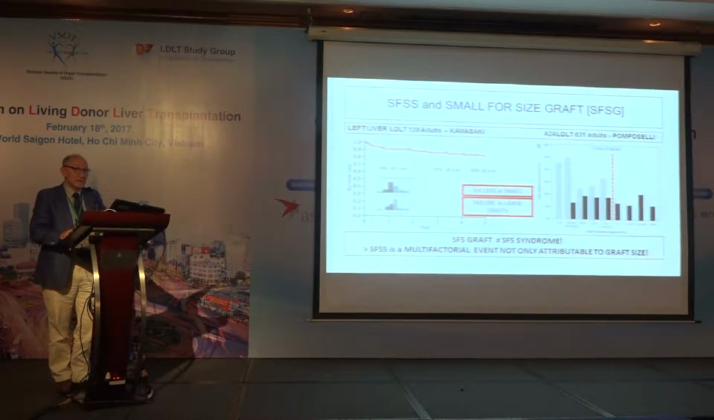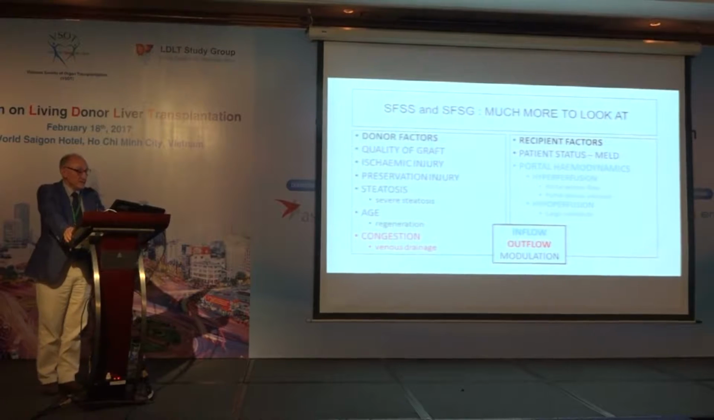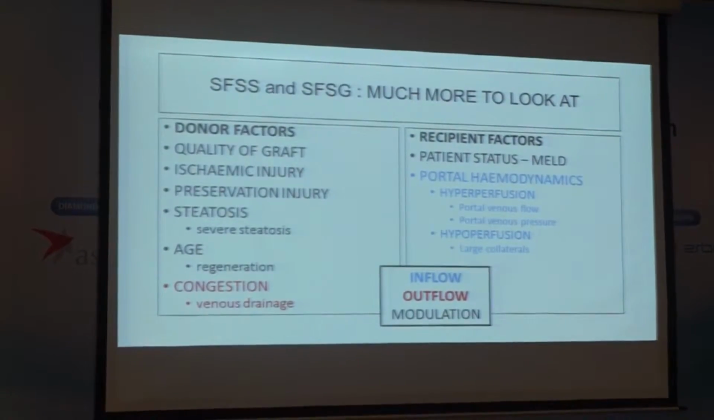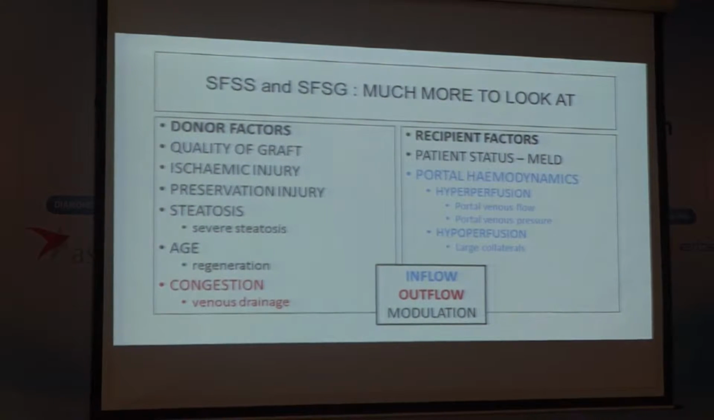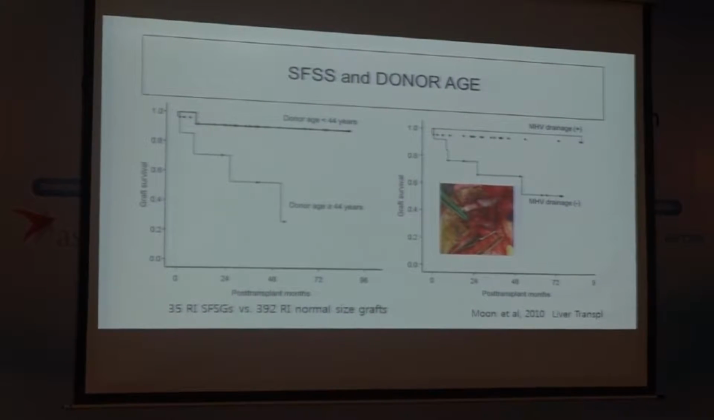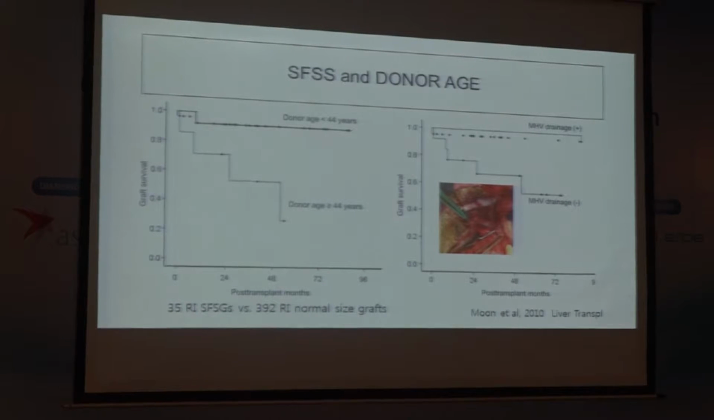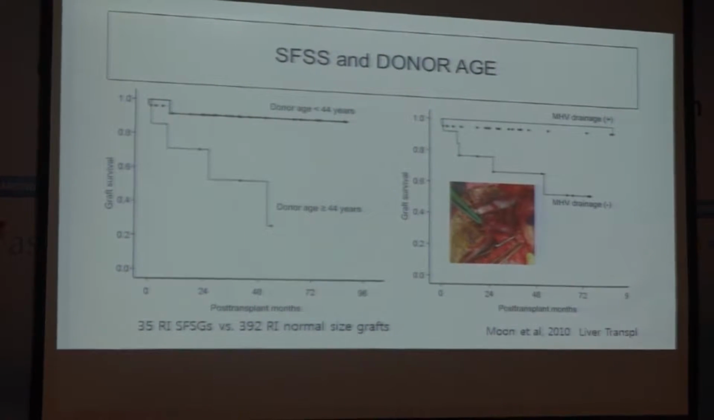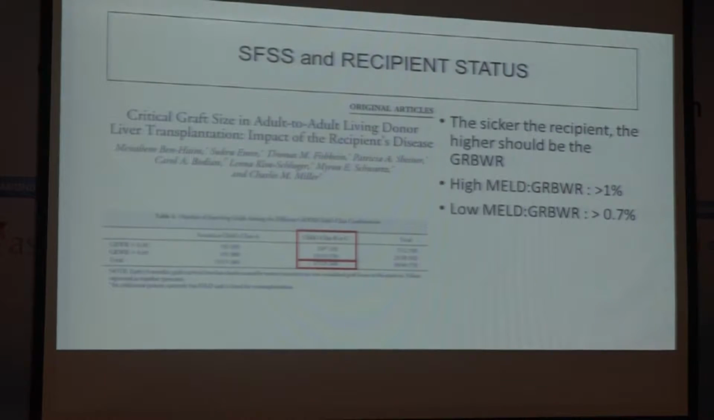So there are more factors playing a role in small-for-size syndrome, and these depend on both donor and recipient factors. For the donor, quality of the graft is important, ischemic injury is important, steatosis is important, and also age, as shown by Hassan Medical Center. And as we have already seen before, whether you reconstruct the middle hepatic vein drainage or not in small livers influences the outcome of your patients.